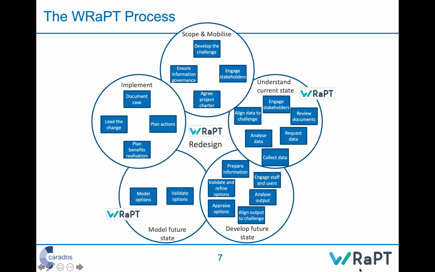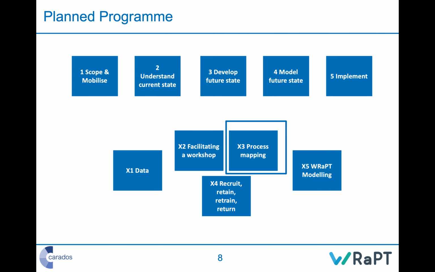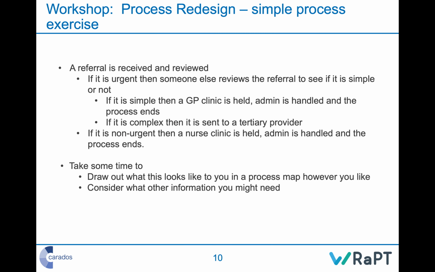The WRAP process we follow is this one. I've seen it a number of times. 5 circles delivered in all sorts of different orders as required, but generally starting with scoping and finishing with implementation. This one, as I say, fits within developing the future state, but it's also got elements of understanding the current state in it, because it involves process mapping. This is X3, and it largely fits under developing the future state, and is worthy of a topic in its own right, I think, today. So let's look at it.